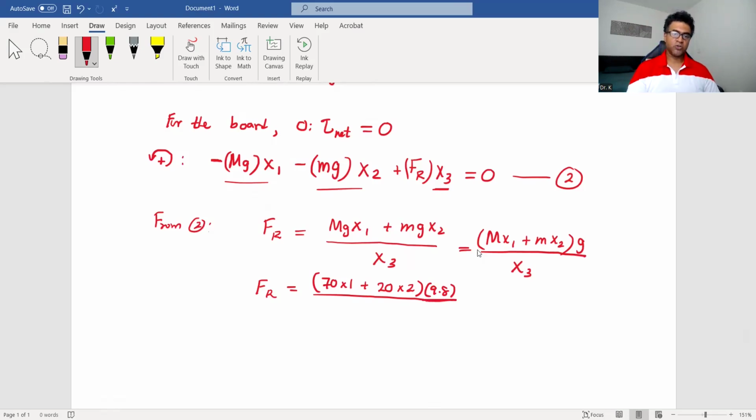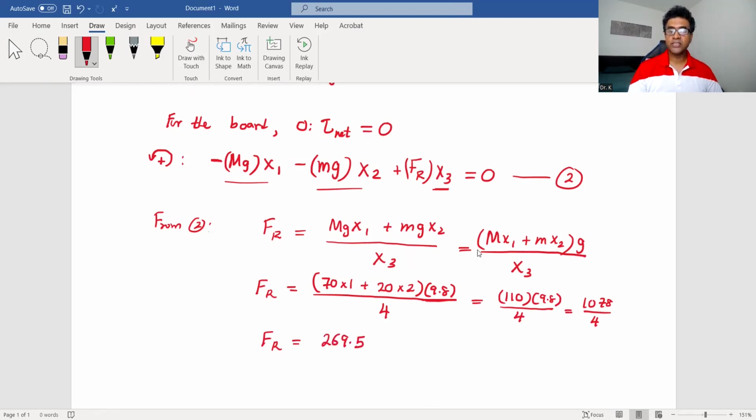We are just putting the magnitude of g, 9.8, and then divided by x3, which is 4. And then you can go ahead and simplify: 70 plus 40, that's 110. 110 multiplied by 9.8 is 1078, and this entire thing is divided by 4. You can use a calculator, and f of r is going to be 269.5. And what are the units?